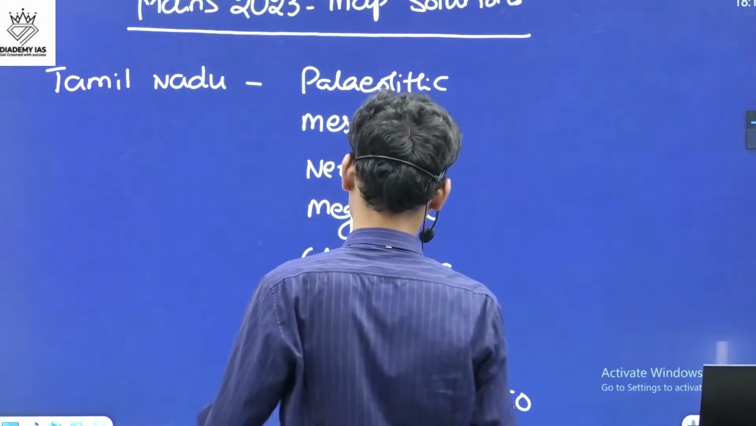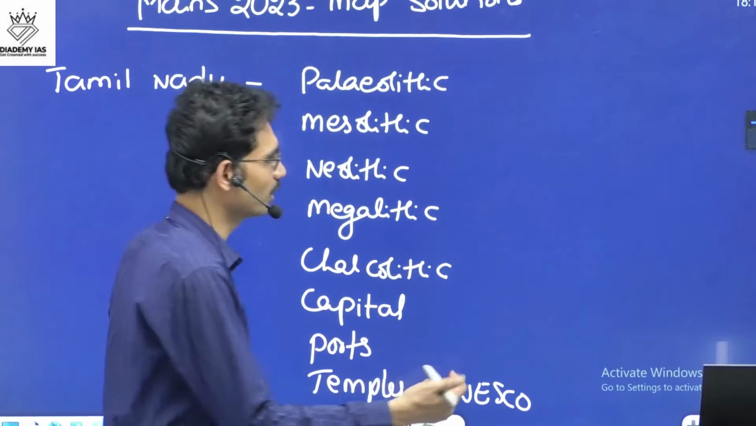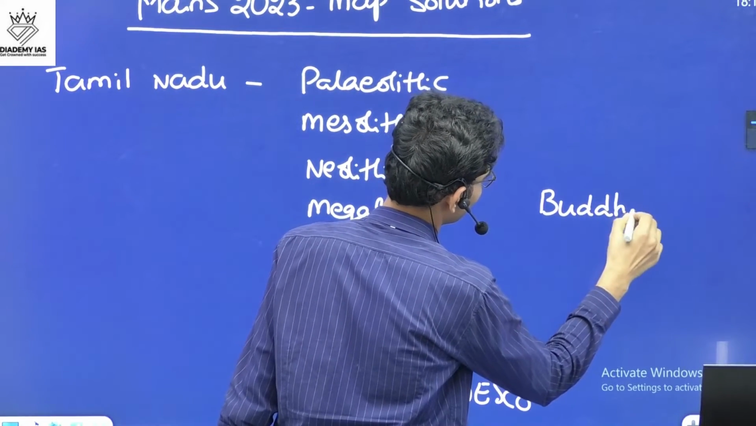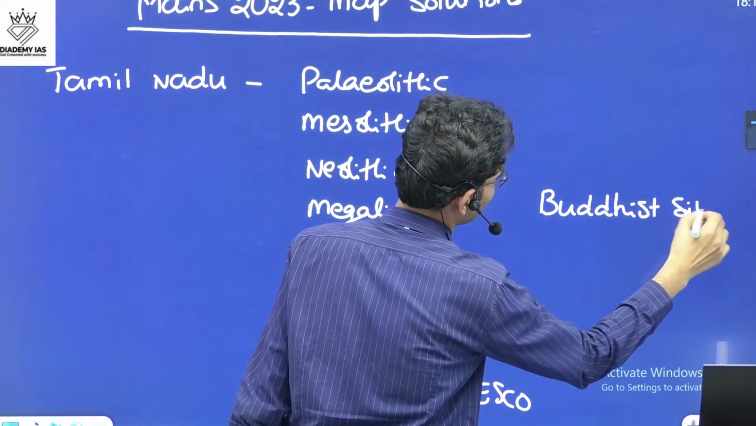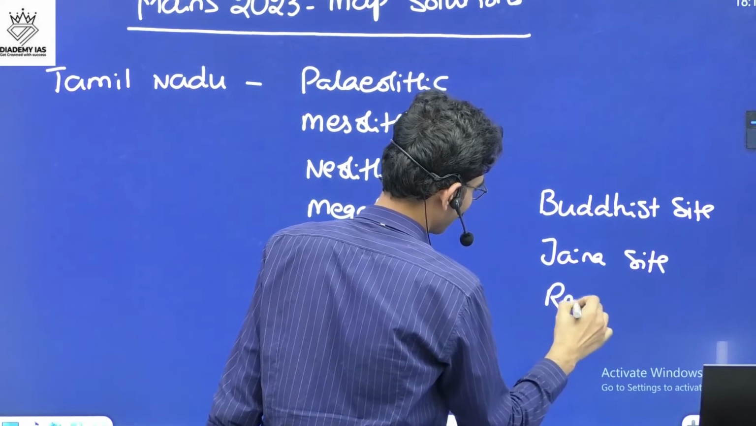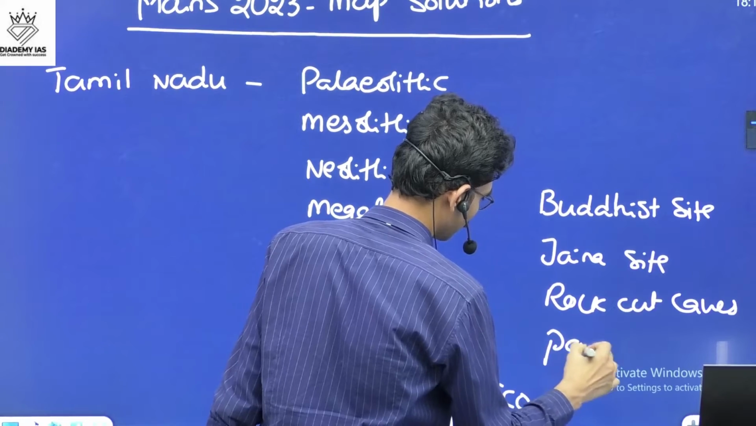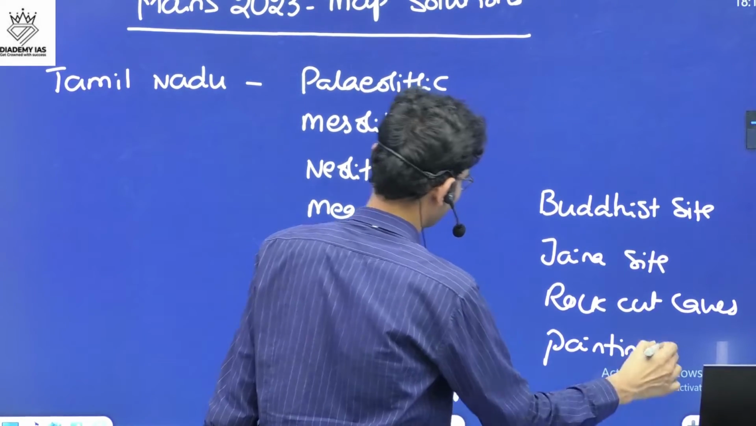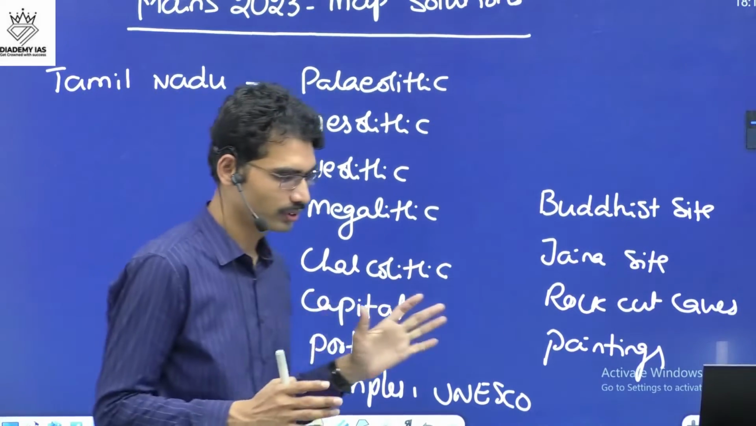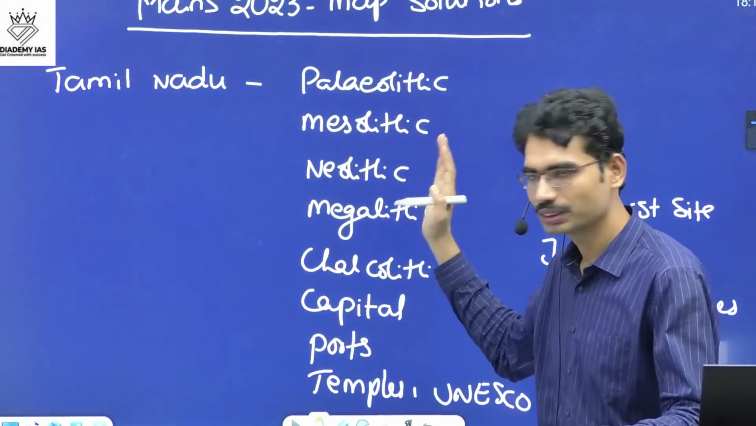And when it comes to temples, temples means related to Hinduism. Similarly for Buddhism, Buddhist site, Jaina site, rock cut, caves, paintings. Likewise, you have to have different types of categories of map questions one by one. This is how.